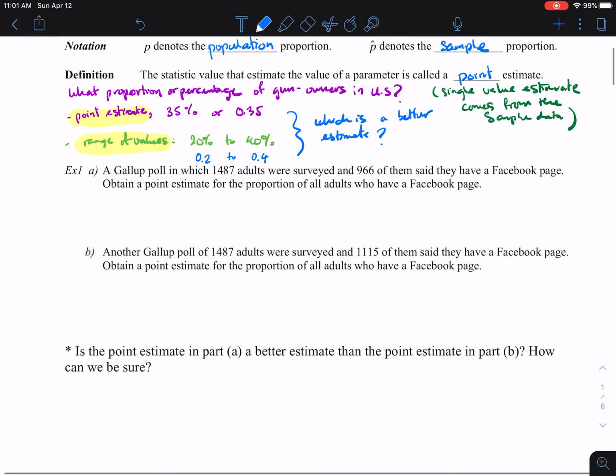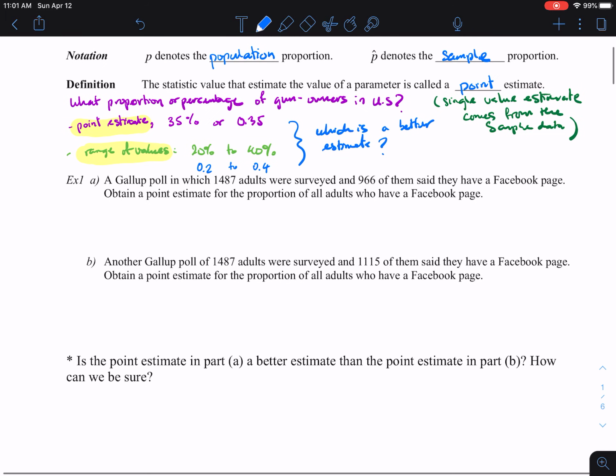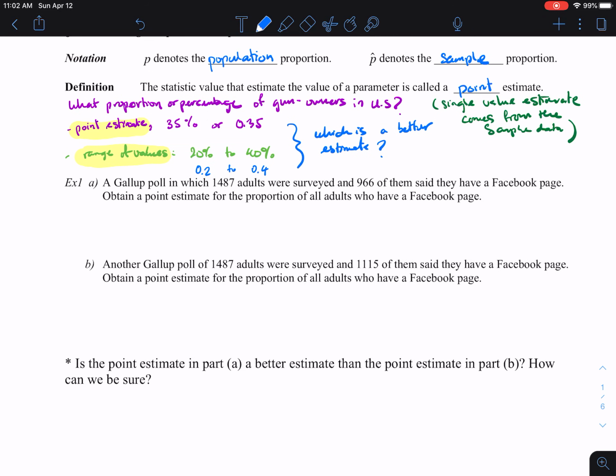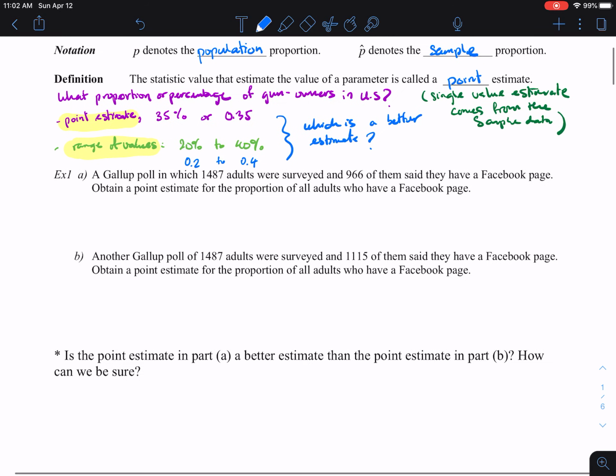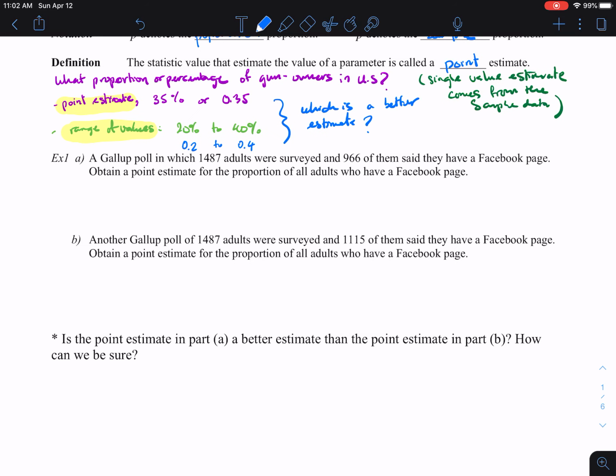This example one captures what I just said and goes over things in a little more detail. Hopefully it's a little more clear, and it introduces the concept of this lesson 7.1. So example 1a: suppose we have a poll in which 1,487 adults were surveyed and 966 of them said they have a Facebook page. It says to obtain a point estimate for the proportion of all adults who have a Facebook page.